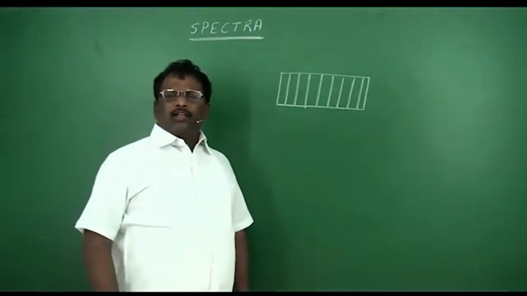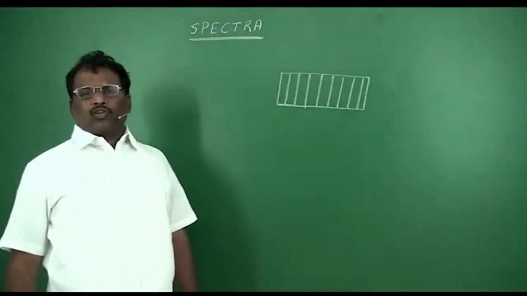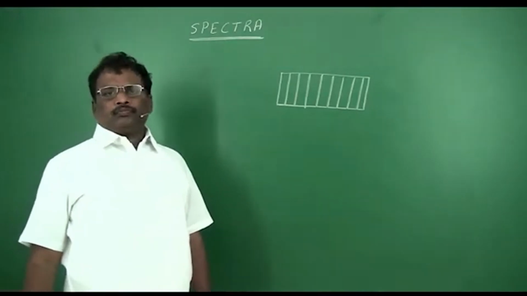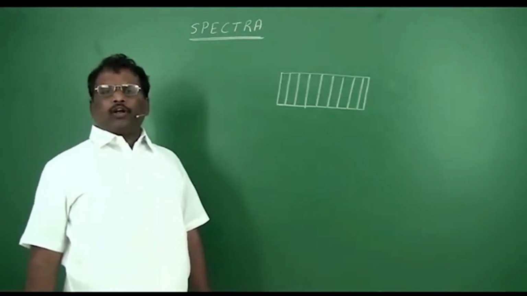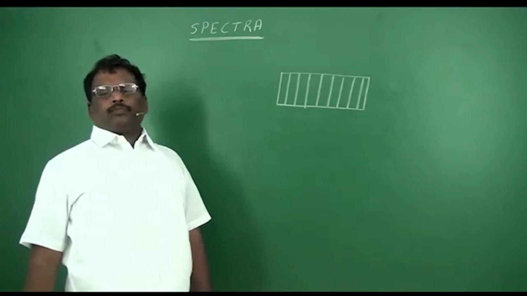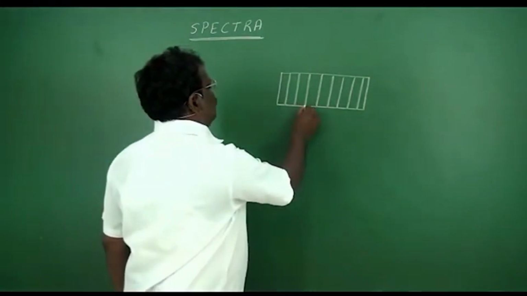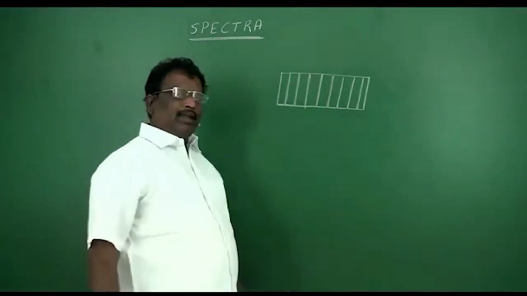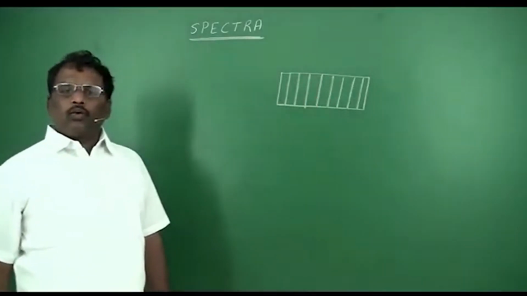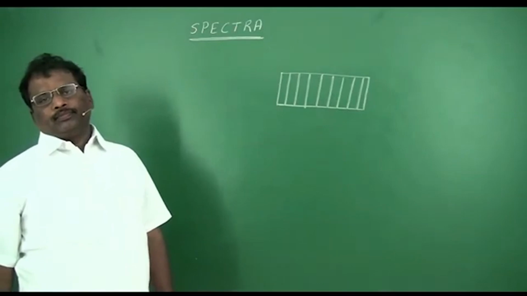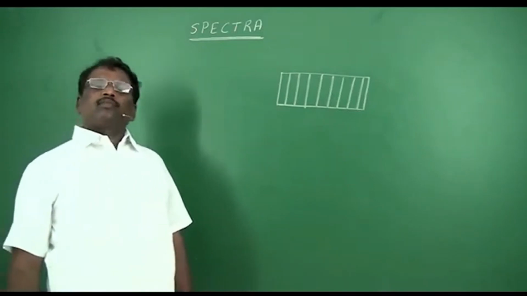Then why it is called as spectra, a colored picture? Though it is black and white, we call it as a spectra. Here, each line stands for a specific color or a specific wavelength. That's why it was called as spectra.